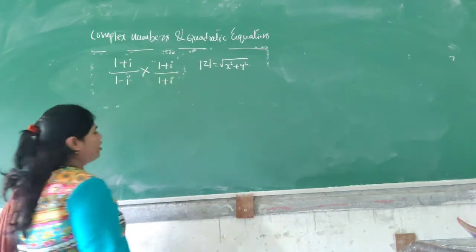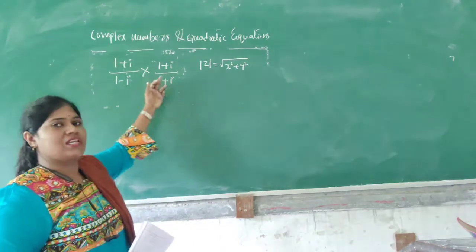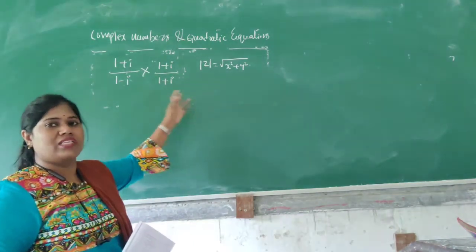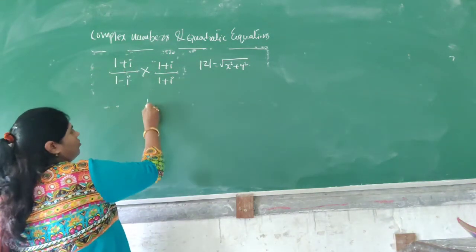What is there in the denominator? It is 1 minus i. We have to rationalize. That is equal to 1 plus i divided by 1 plus i. So what is 1 plus i into 1 plus i?